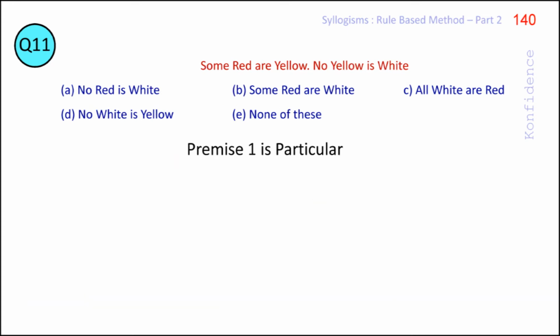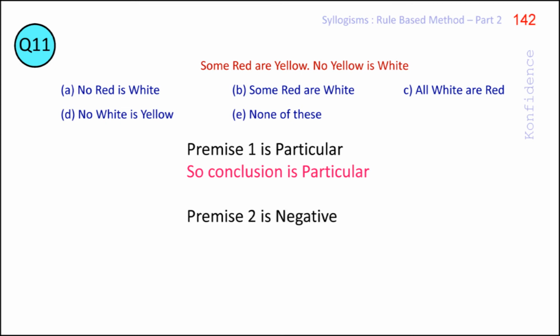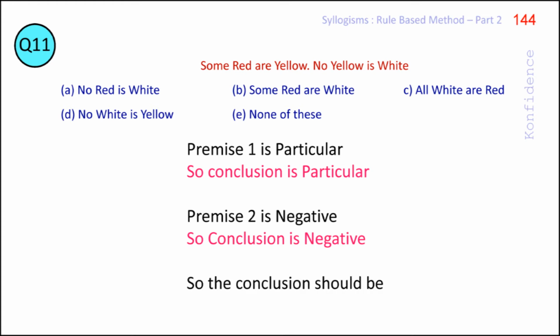One premise is particular, so the conclusion should also be particular. One premise is negative, so the conclusion should also be negative. That means that the conclusion between non-middle terms red and white should be both particular and negative. That is, we are looking for a relation of the type some are not between red and white. There is no such conclusion among the options given. So the answer is option E.